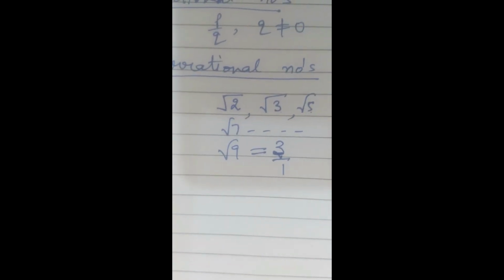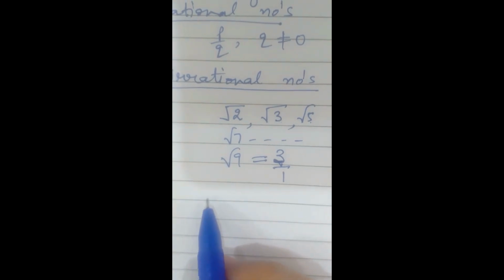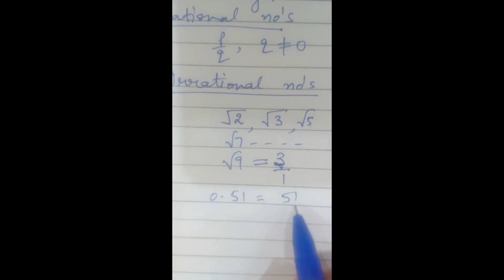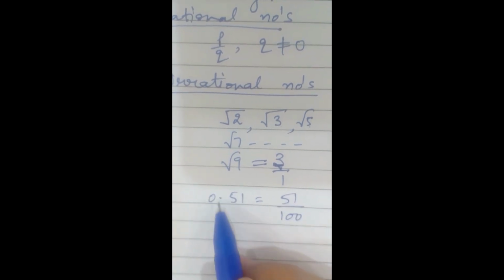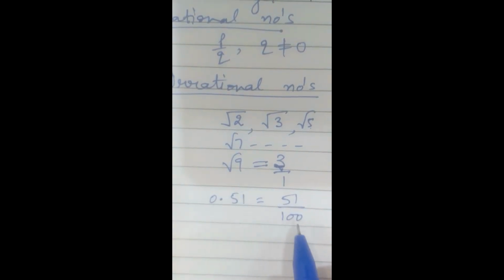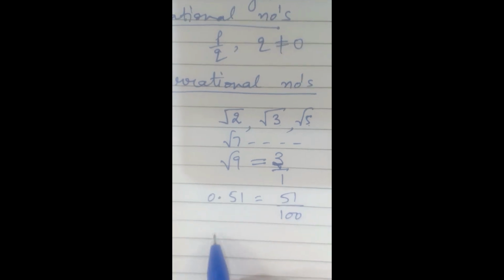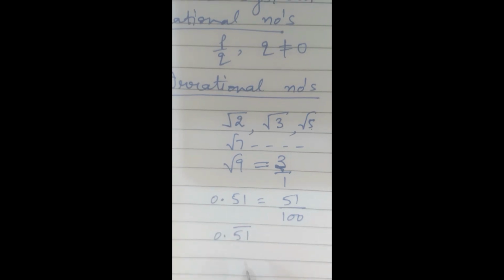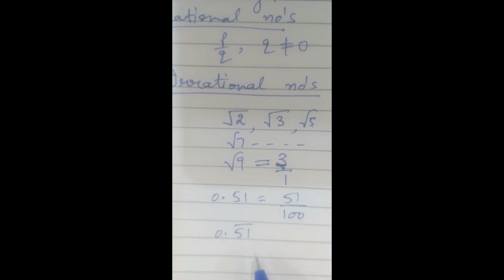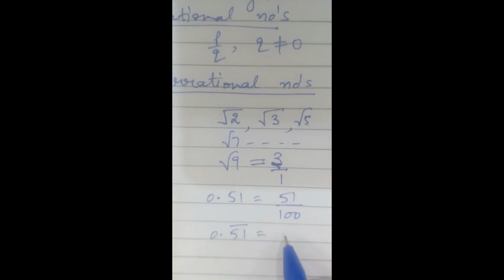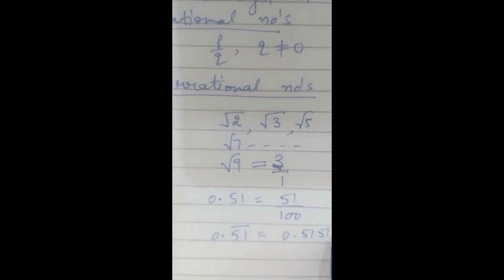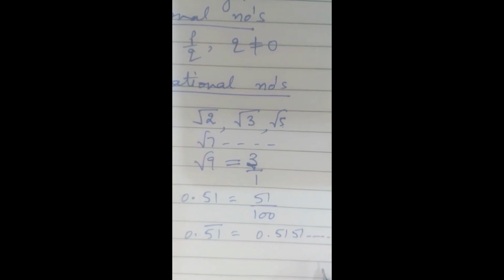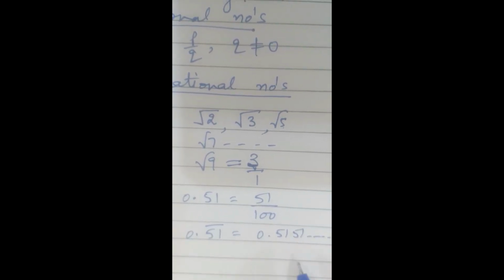For example, let's talk about 0.51. We know very well it can be written as 51 upon 100, as after the decimal there are 2 digits, so it's a rational number. Fine. If I say 0.51 bar, will it be rational or irrational? Again it is a rational number. Reason being, it can be written as 0.5151... I know it goes on an infinite number of times, but still it's a rational number.